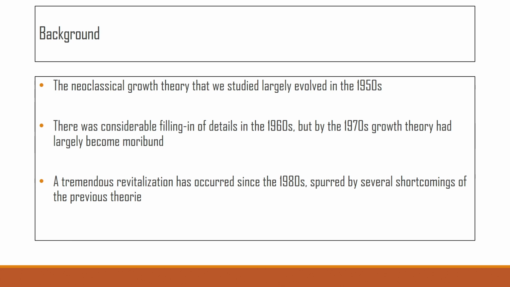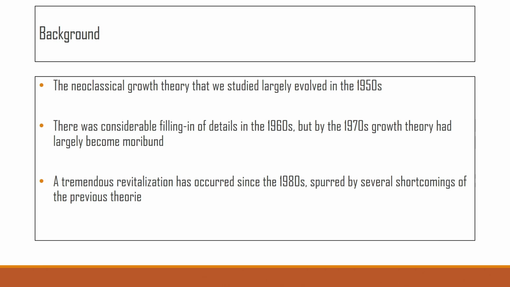So, the neoclassical growth theory, which is primarily the Solow growth model, which we had studied, had evolved during the 1950s. Now, during the 1960s, it was very popular. We have seen some of its policy implications. It helps us in understanding what would happen if the saving rate were to go up, what would happen if the population rate were to change, etc. But by the 1970s, the growth theory, which was primarily the Solow growth model, had become largely moribund.